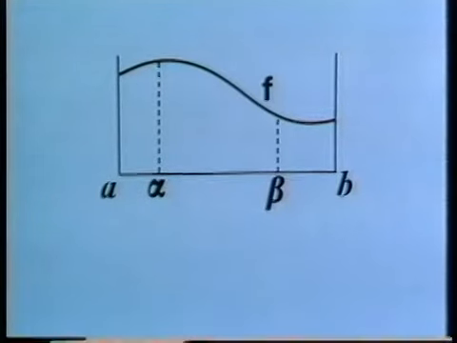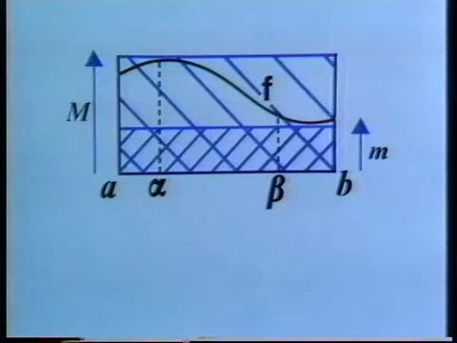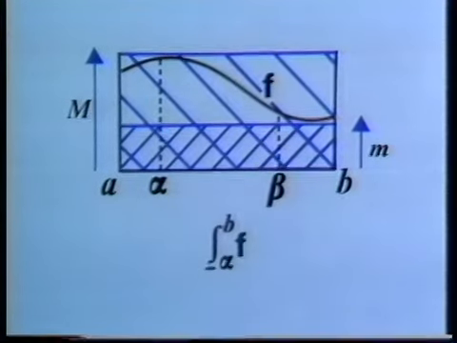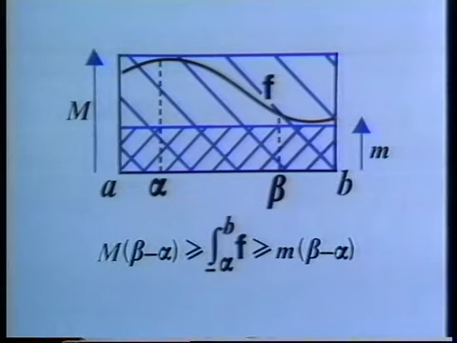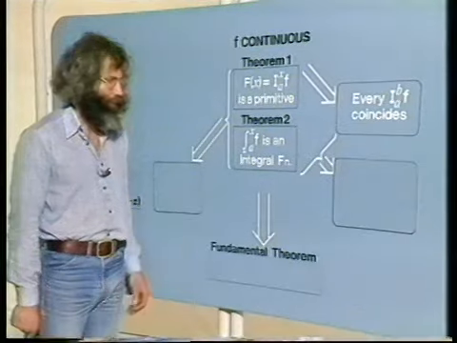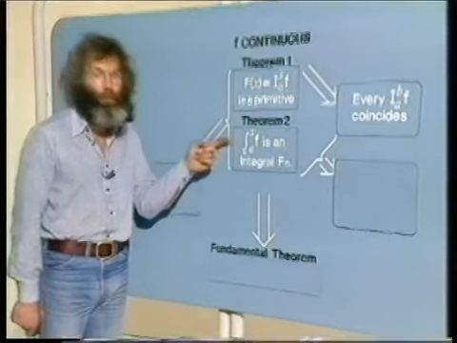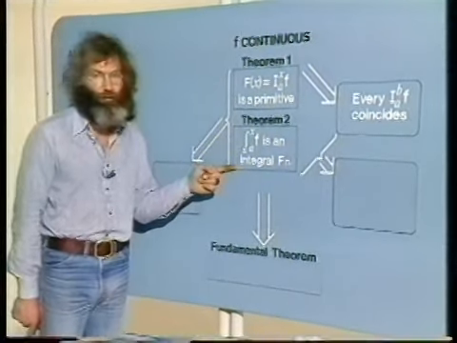Since f is continuous, it is continuous on any subinterval alpha beta. And this means that it's bounded between little m and capital M, say. This means that the lower integral, the inner area under f, lies between two rectangles of heights little m and capital M and base beta minus alpha. And that shows that it obeys the boundedness axiom. So we've proved theorem 2, the lower integral is an integral function.